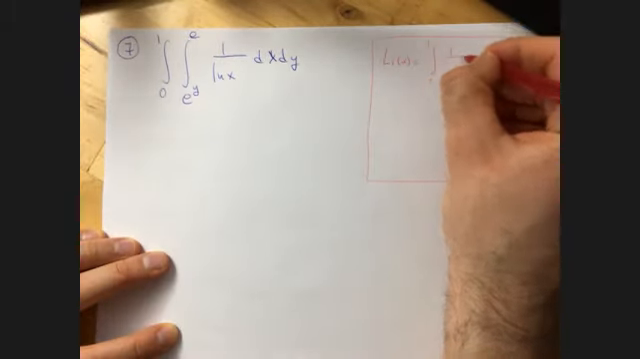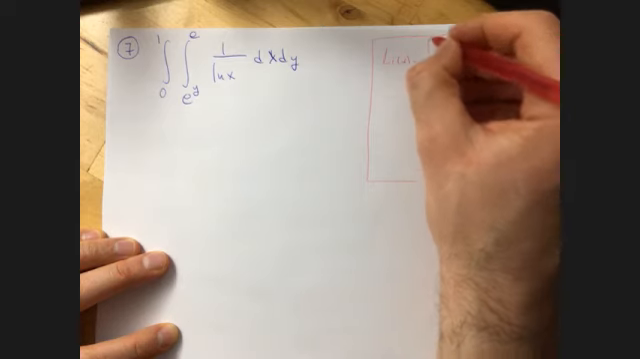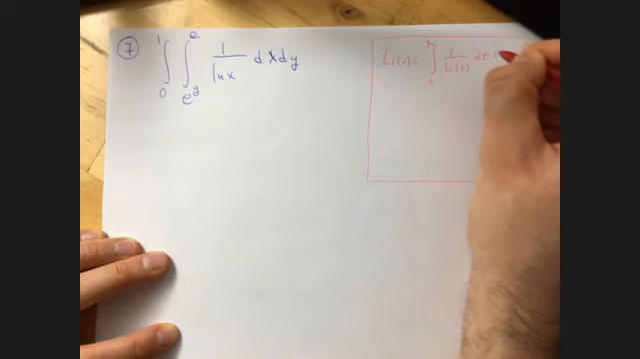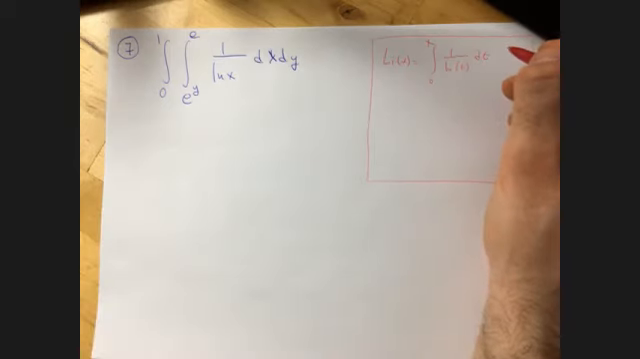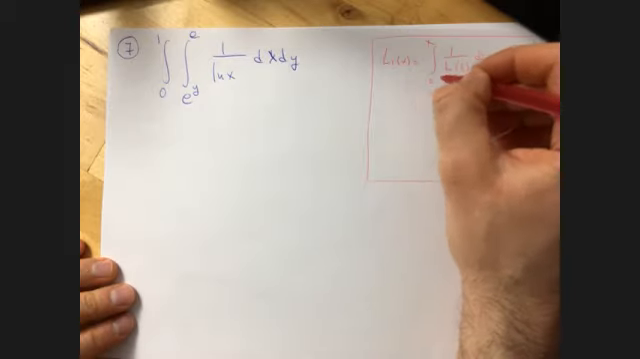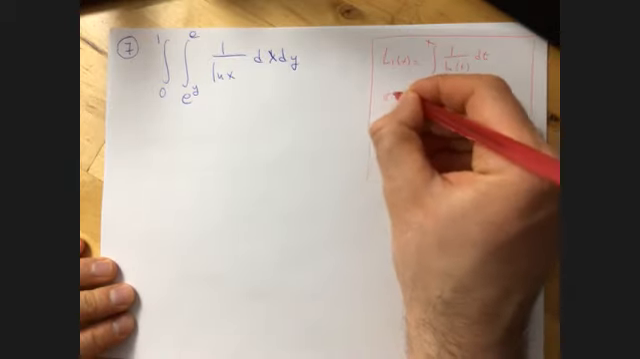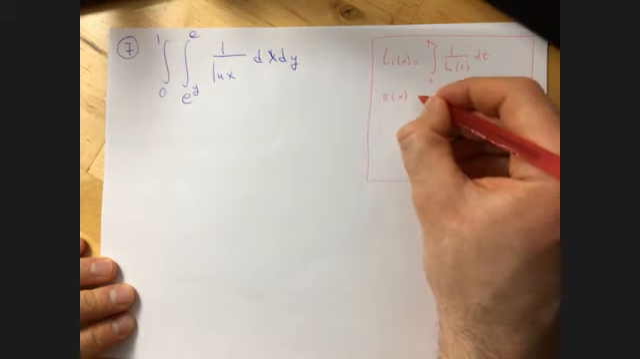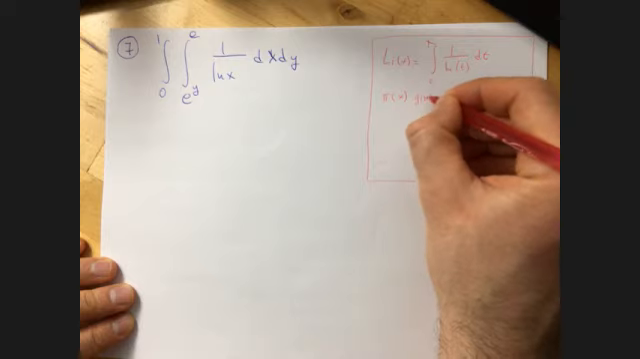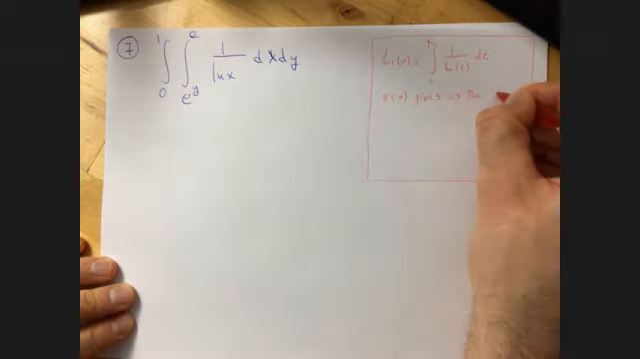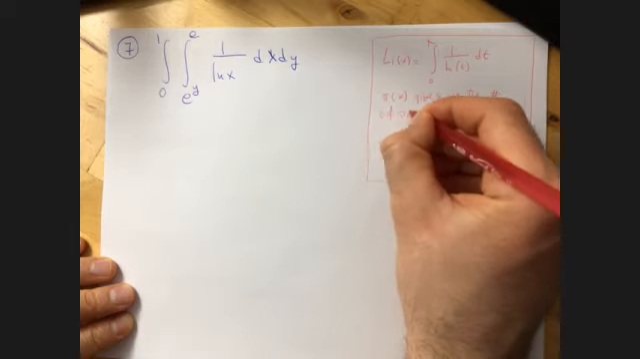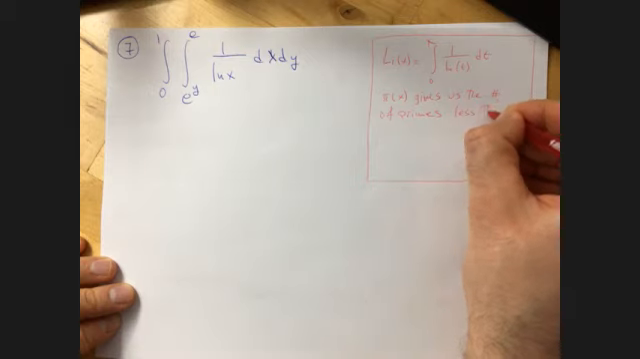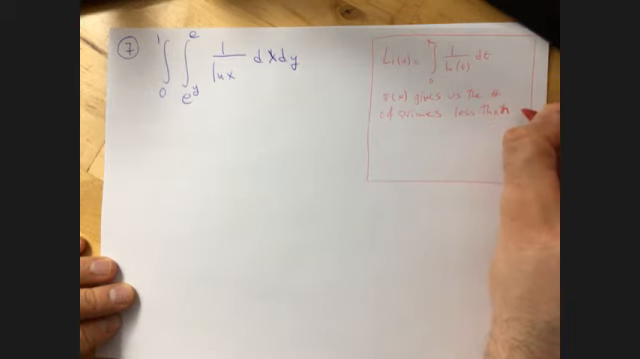to x of 1 over ln of t dt, okay? And in number theory it's very important because the function pi of x gives us the number of primes less than x.